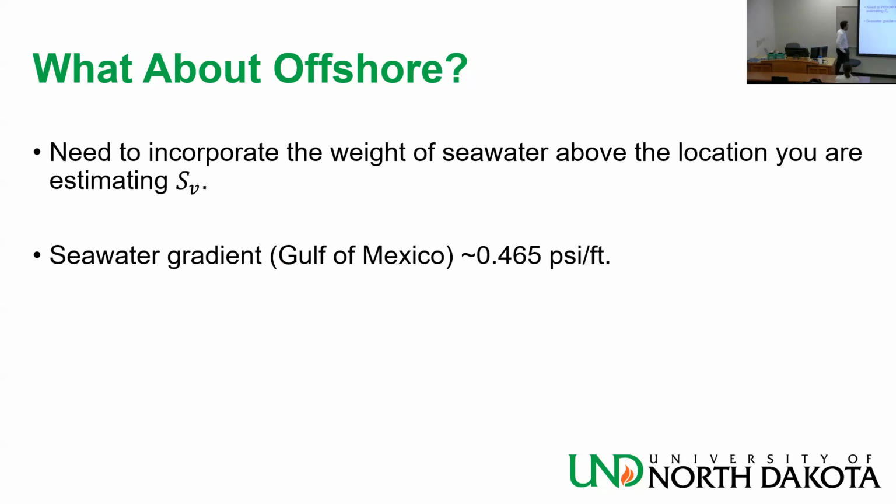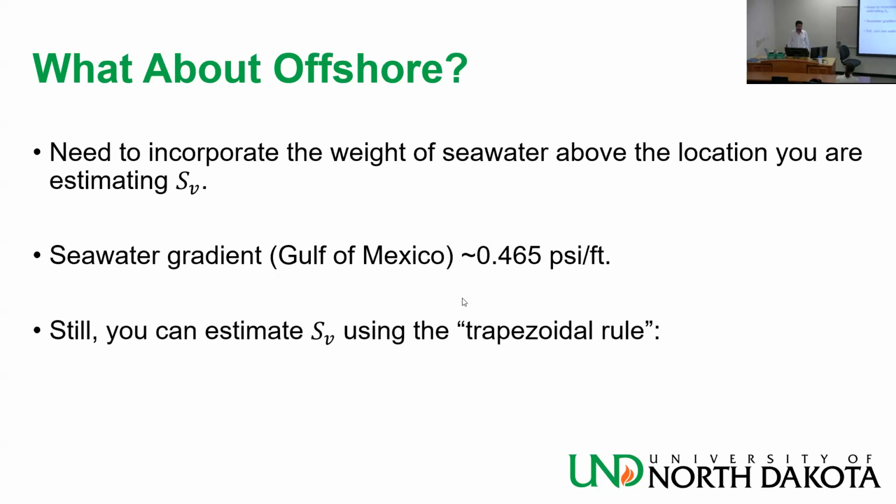There are many ways you can be given the weight of the seawater. In the homework, you are going to see a very, very weird way that can be given to us. But here, an easy way is by giving you the pressure gradient, like for Gulf of Mexico, 0.465 psi per foot. I think it's a logical number for the salinity of the water in the Gulf of Mexico.